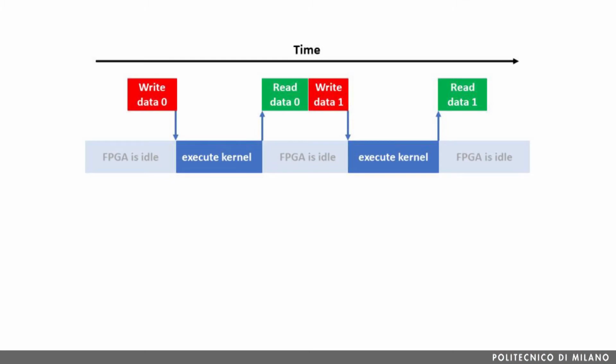A very simple implementation that iteratively executes the kernel on subsequent blocks of the datasets is shown in the figure. As you can see, the FPGA is idle when we are performing the data transfer to and from the FPGA. The read and write operations are from the host perspective. Here, write means that the host sends one block of data, while read means that the host gets back the results of the corresponding input data.